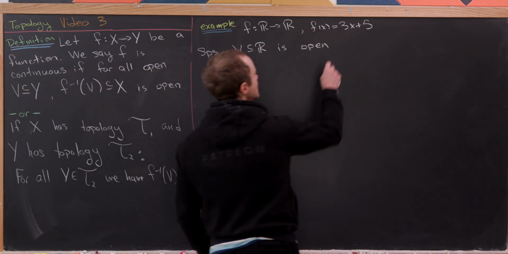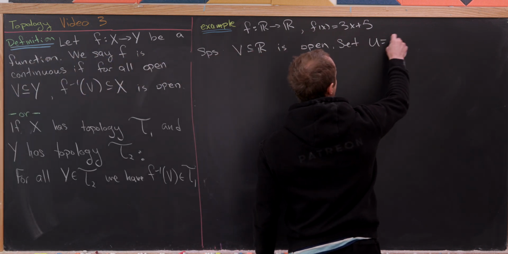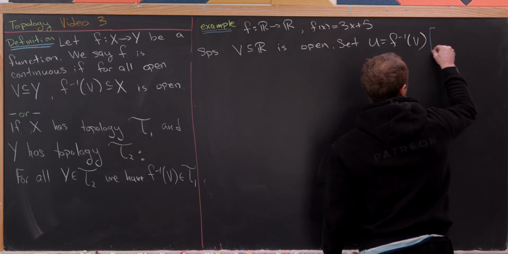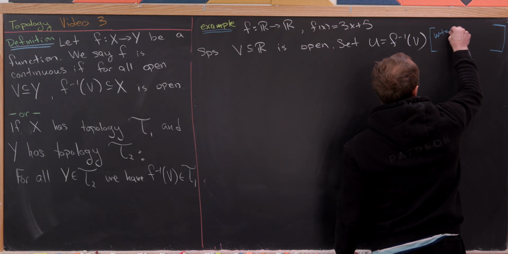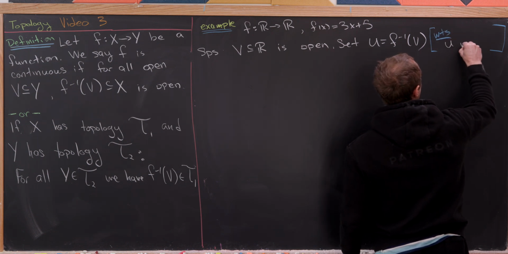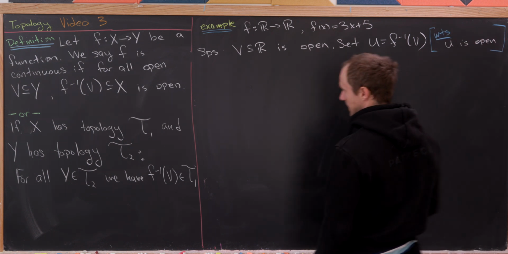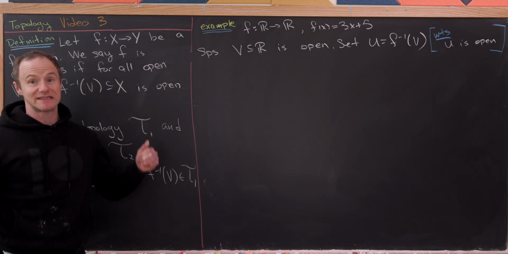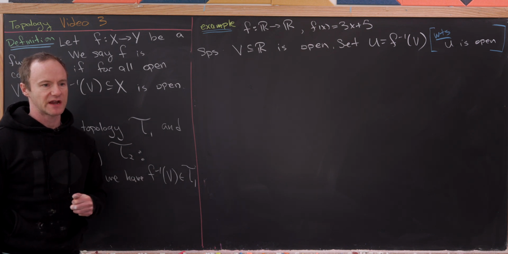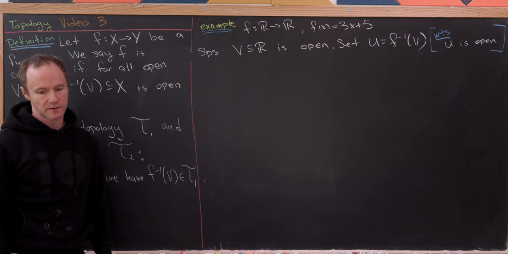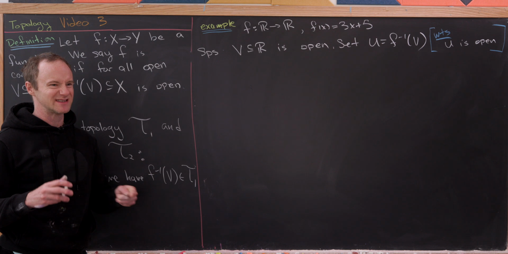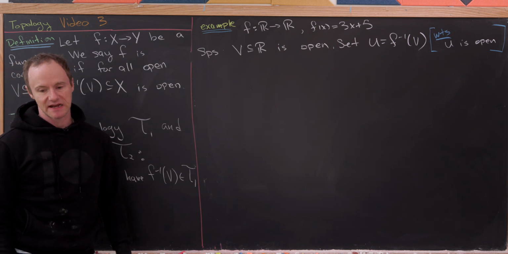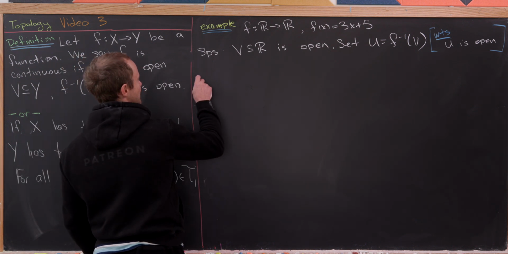Okay, so now what we'll do is set U equal to the pre-image of V, and under this setup we want to show that U is open. I should point out that here we're using the standard topology on R. To show that U is open in the standard topology on R, we have to show that we can find a little delta bubble around every point in U that's still contained in U. Okay, so let's start that setup.